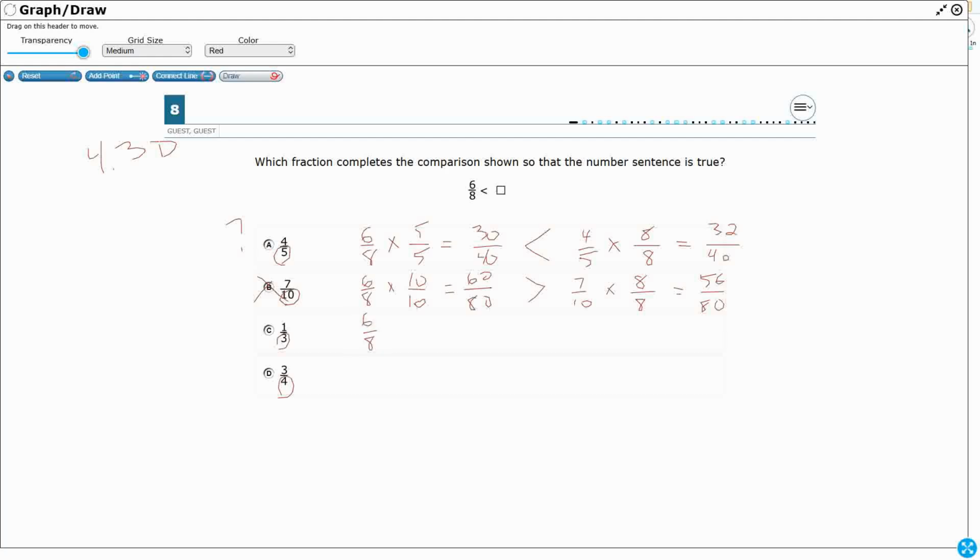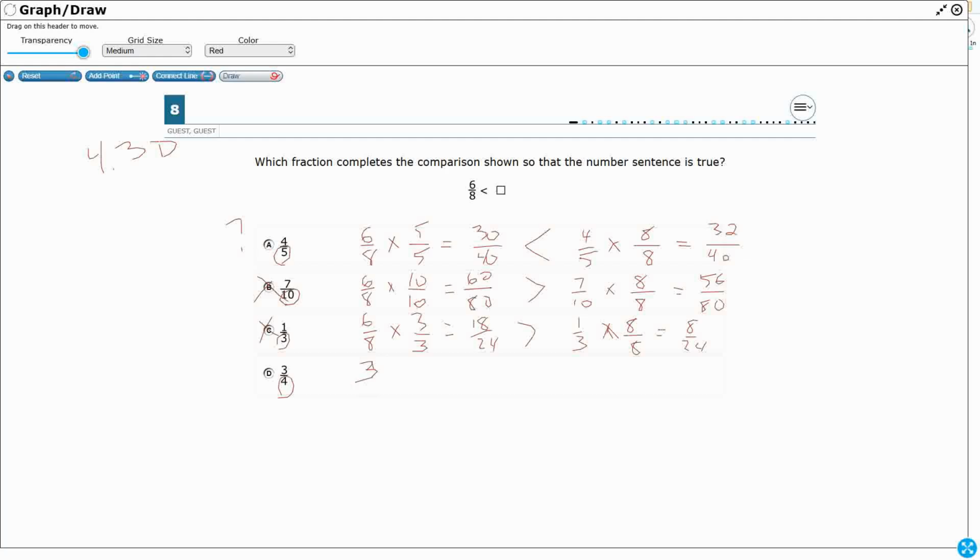Let's do the same thing here. And so that's going to be 1/3. Let's multiply it by 3. Let's multiply this by 8. All right, so that's going to get me, what are we going to get? 18/24ths. And that's going to give me 8/24. So 18/24 definitely greater.